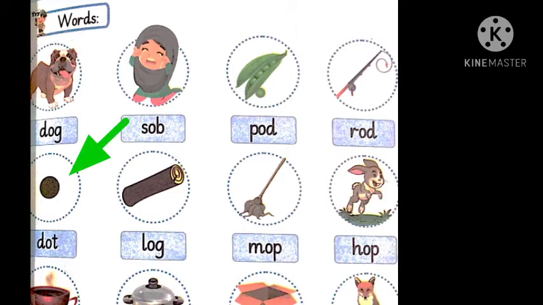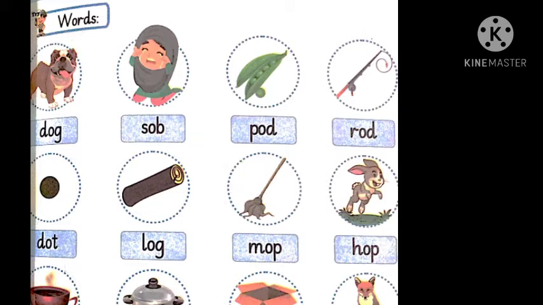Here is a dot. D, ot, dot. Next picture is of a log. So let's read log with sounds. L, og, log. In the next picture we have a mop. M, op, mop.